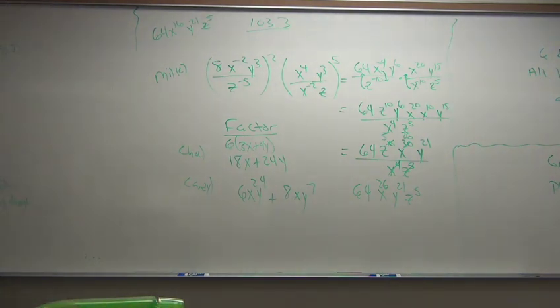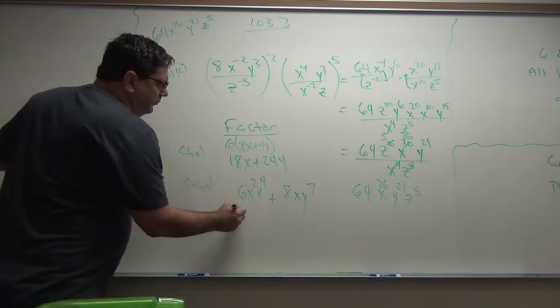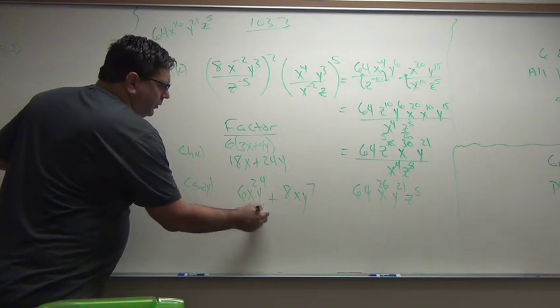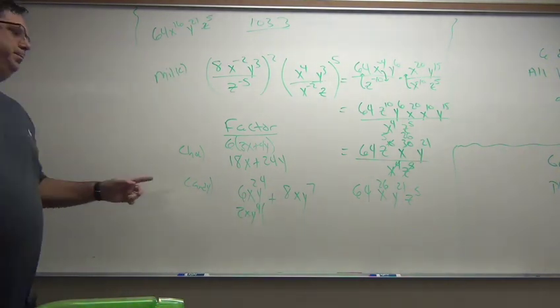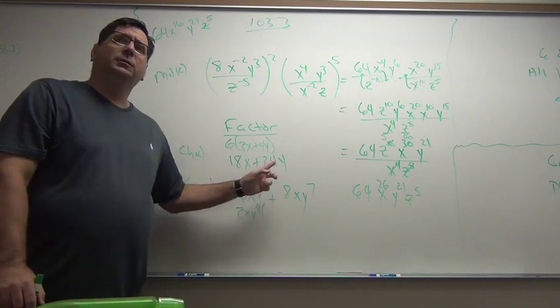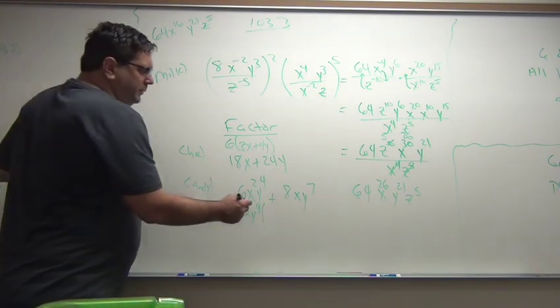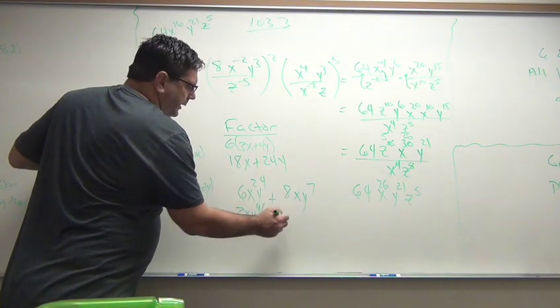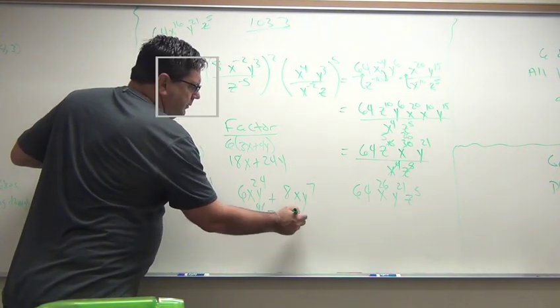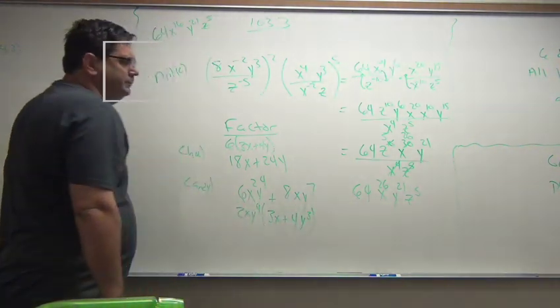Okay. What's common to the next two? 2xy to the 4th. Very good. When you're given a choice, pick out the smaller of the exponents. Take out anything common to both numbers. What are you left with? 3x plus 4y to the 3rd.